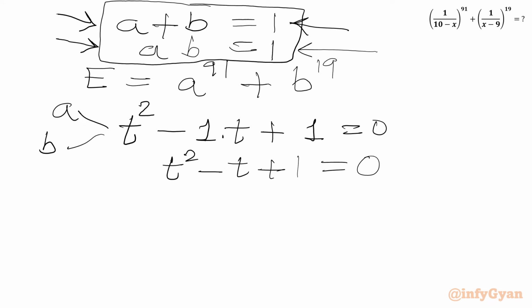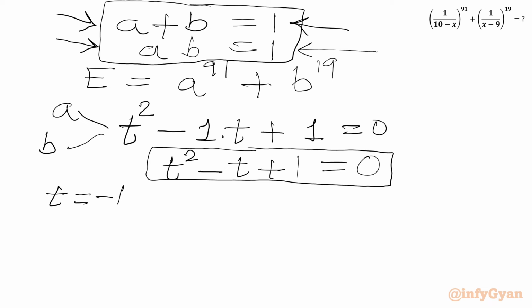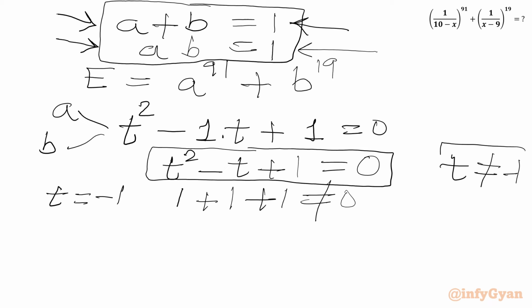Let's check our equation at t equal to minus 1, whether it will satisfy or not. So if I plug in t equal to minus 1 to this quadratic equation, we are going to get minus 1 whole square plus 1, then plus 1. Is this equal to 0? No, it is not. So we can conclude for our quadratic equation, t cannot be equal to minus 1. Let me write here also, t cannot be negative 1.